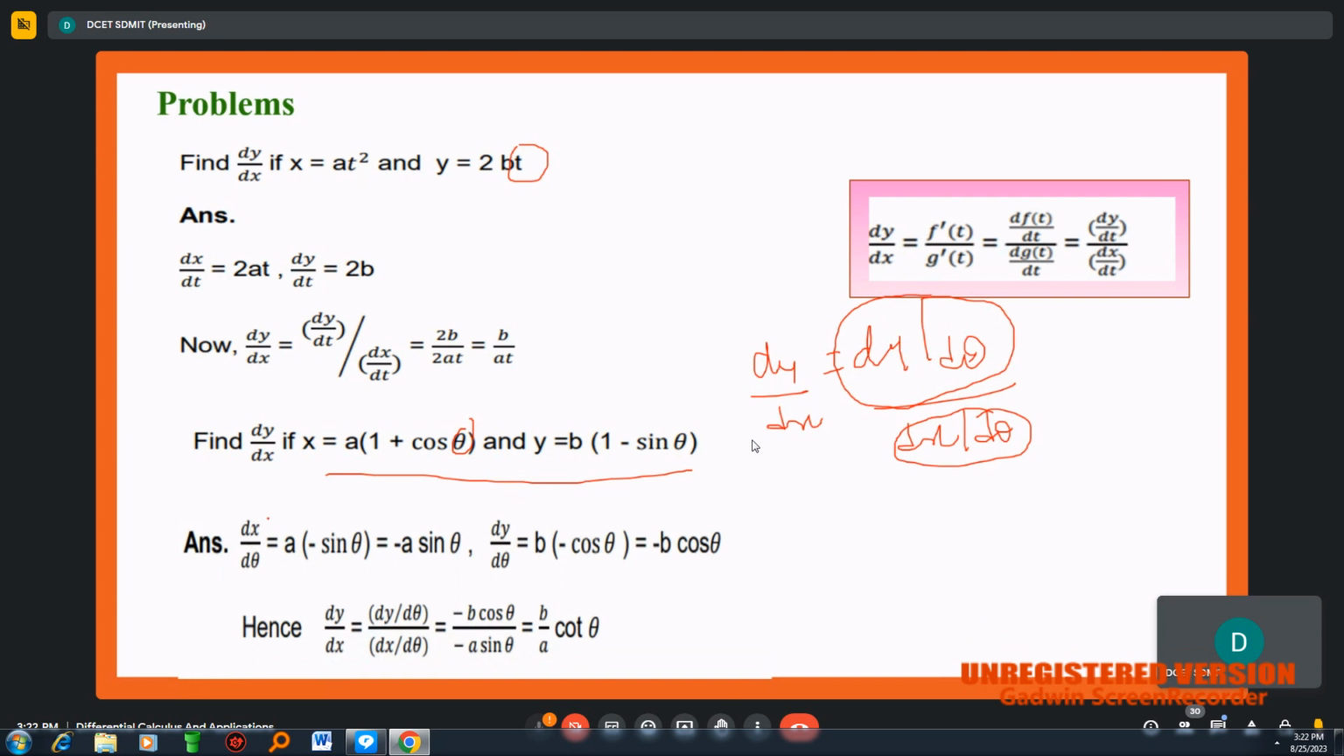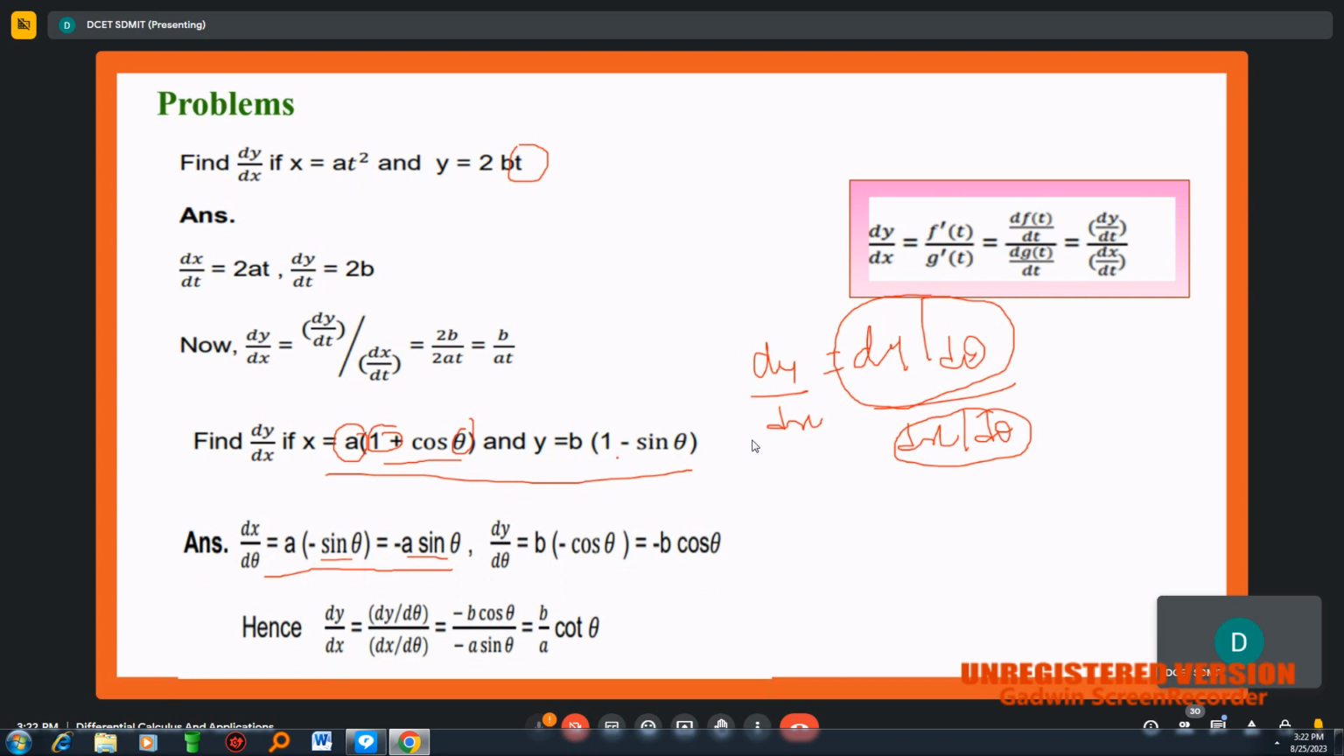Now see here, first we are differentiating x function with respect to theta. Here a is a constant, differentiation of 1 plus cos theta. What is the differentiation of 1? It is 0. Differentiation of cos theta is what? Minus sin theta. So we are getting this is minus a sin theta.